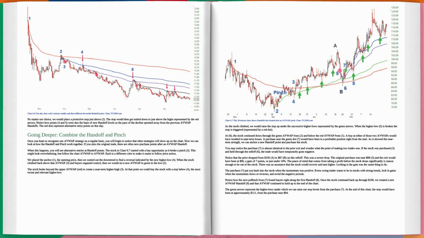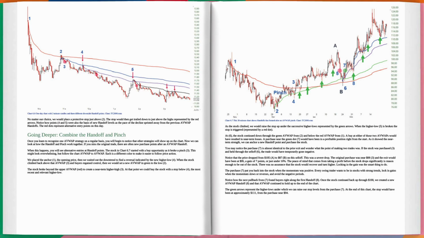Going deeper, combine the handoff and pinch. Once you learn to recognize one AVWAP strategy on a regular basis, you will begin to notice that other strategies will show up on the chart. Now we can look at how the handoff and pinch work together. If you missed the original trade, there are often new purchase points after an AVWAP handoff. When this happens, you will see alternative entries at handoff points.